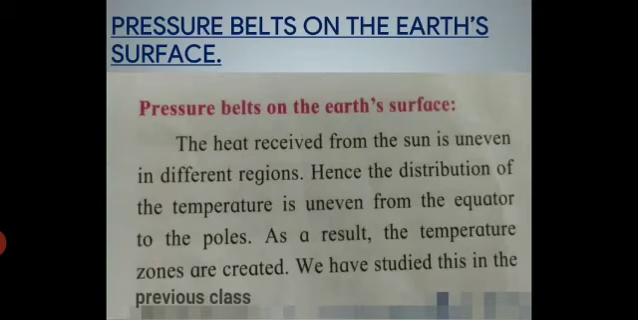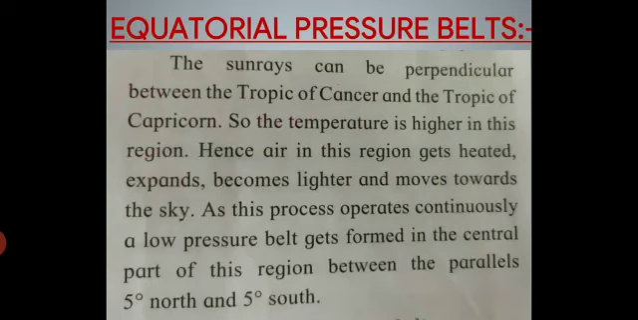Children, as you have learned in your previous class, the heat received from the sun is uneven and not the same in all the parts of the Earth's surface, which means that the different regions receive different amounts of heat, and due to this the distribution of temperature is also uneven from the equator to the poles, that is north and south poles. And as the temperature is uneven, the temperature zones are created. Next, we are going to learn about different pressure belts.